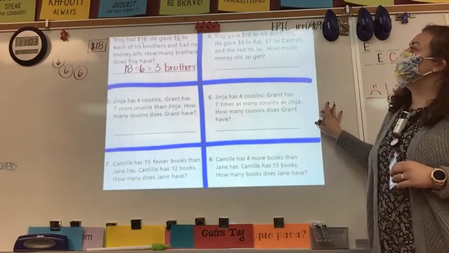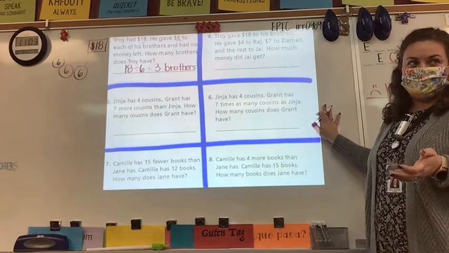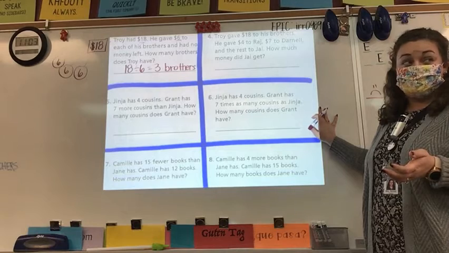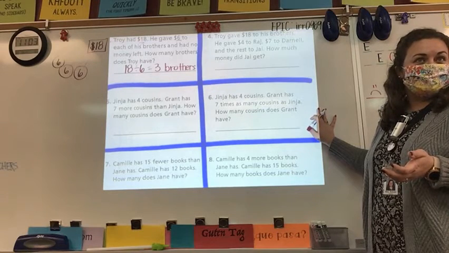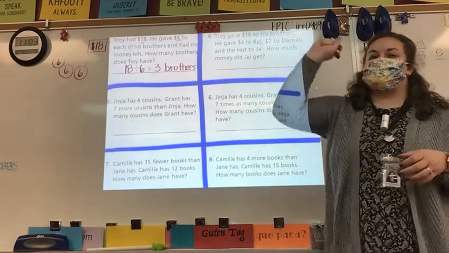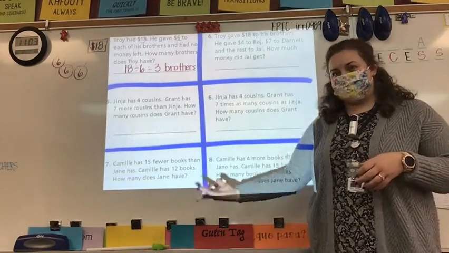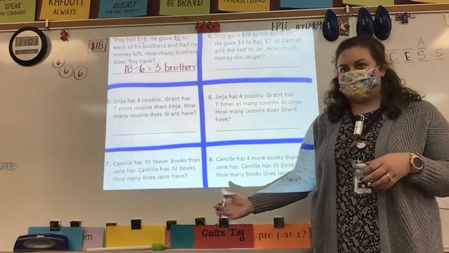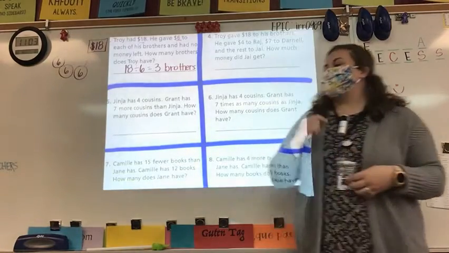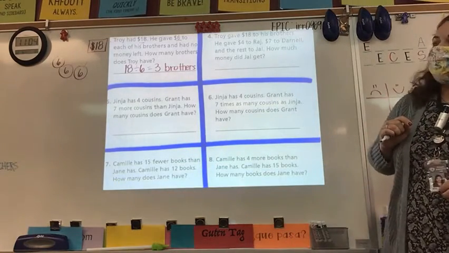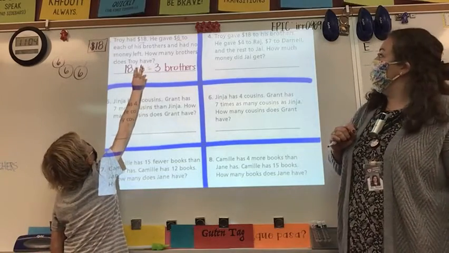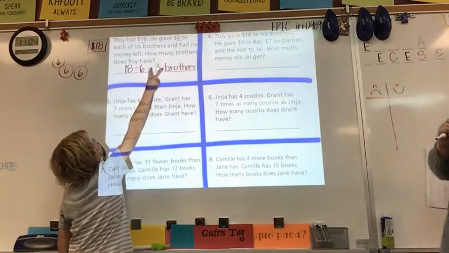Troy gave $18 to his brothers. First he gave $4 to Raj. Gunnar, would you come be Raj? And hold up 4 fingers because we'll show that Raj got $4. And then he gave $7 to Darnell. Skylar, you're going to be Darnell. You can hold up 7 fingers to show that you got $7.